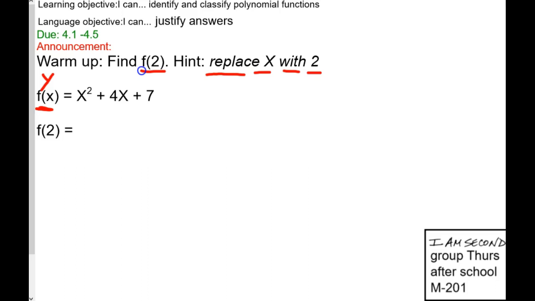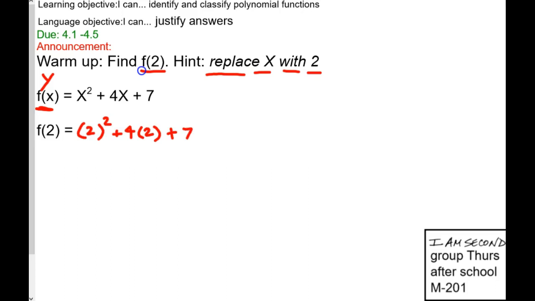Don't we usually write y equals? So why do we write f of x? Here's why. It's a function of x where you can replace x with some number. So when we say f of 2, that means, hey, replace x with 2. That's all it means. So I'm going to rewrite this. X will become 2 in parentheses squared plus 4, and then x is going to be in parentheses 2 plus 7.